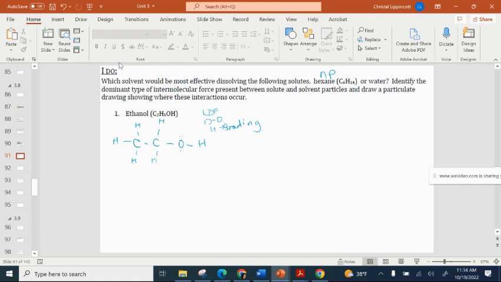Water. If we were to draw a particulate diagram, this would be a positive end here. So that means that the water would orient itself like this, because this is going to be my positive end. The electrons are going to want to stay on this side and pull away from the hydrogen. So this end is going to be positive, and this end is going to be negative. It's going to be attracted to the negative end of the water molecule. So you want to make sure that you draw in that LDF and have the water oriented correctly.